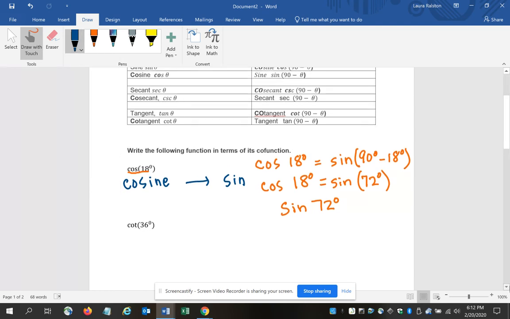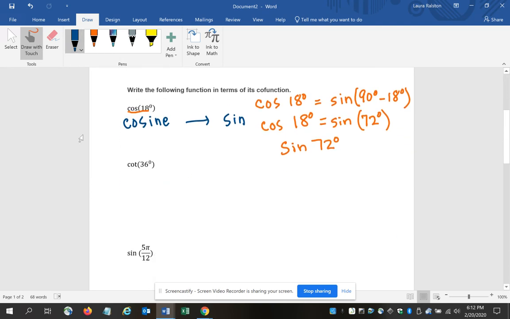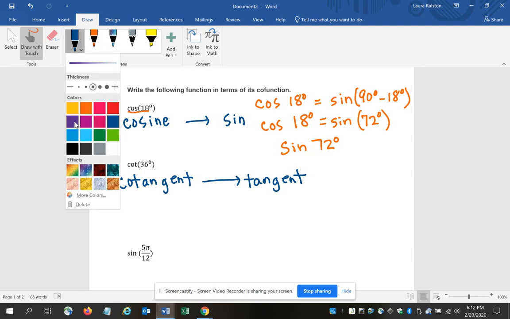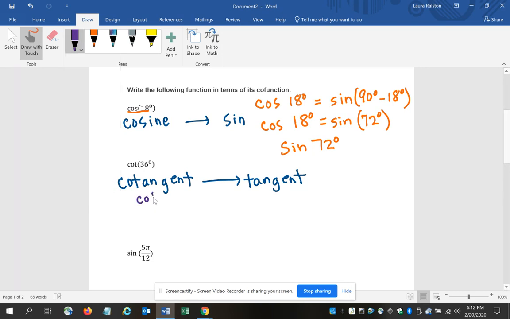Initially I have cotangent. Again, I'm starting with the one that has the co. Its partner would be the one without the co, which is tangent. So we connect cotangent to tangent. Thinking about that pair, again using the formula, I would have the cotangent of 36 degrees is equal to the tangent.